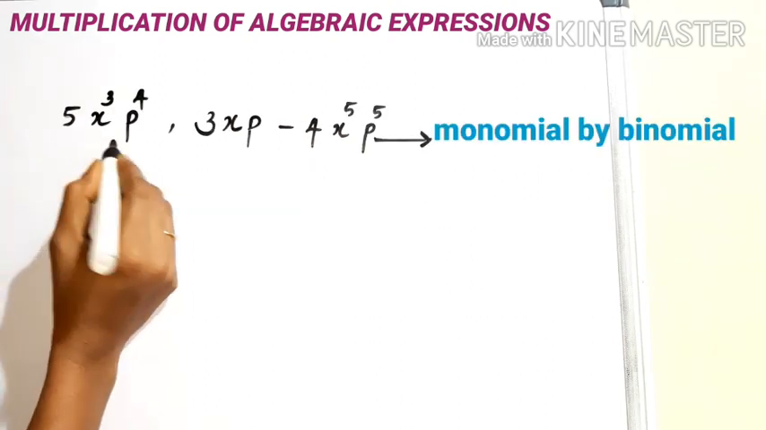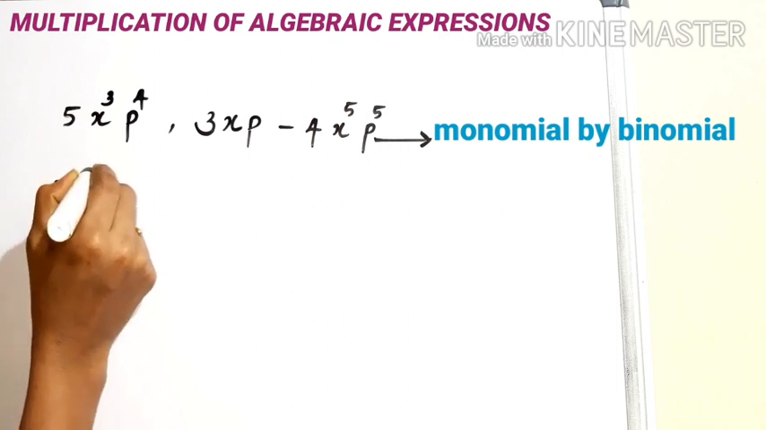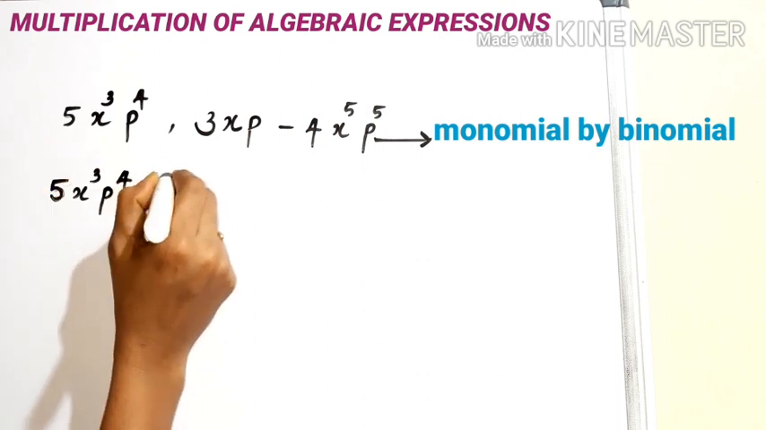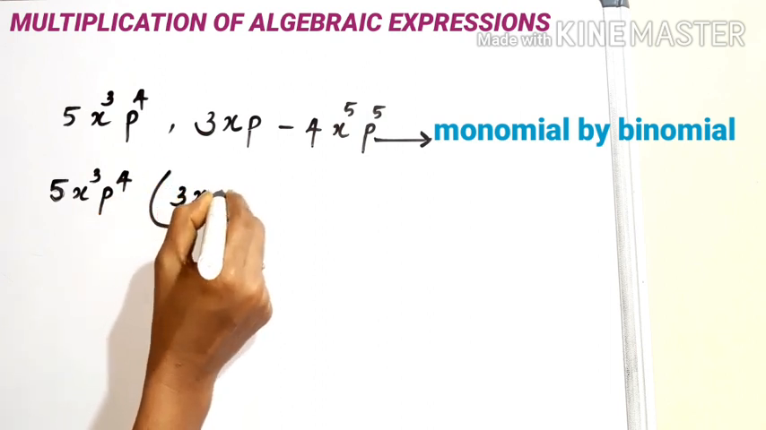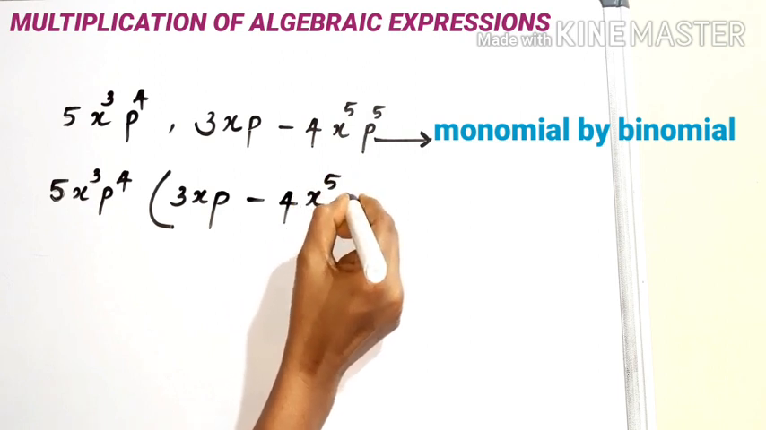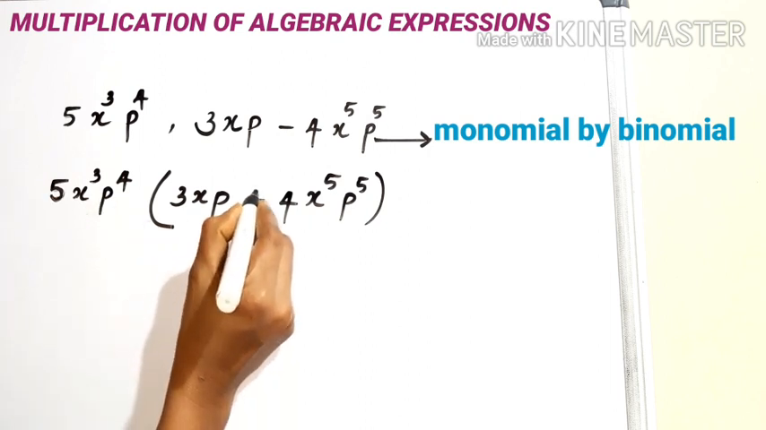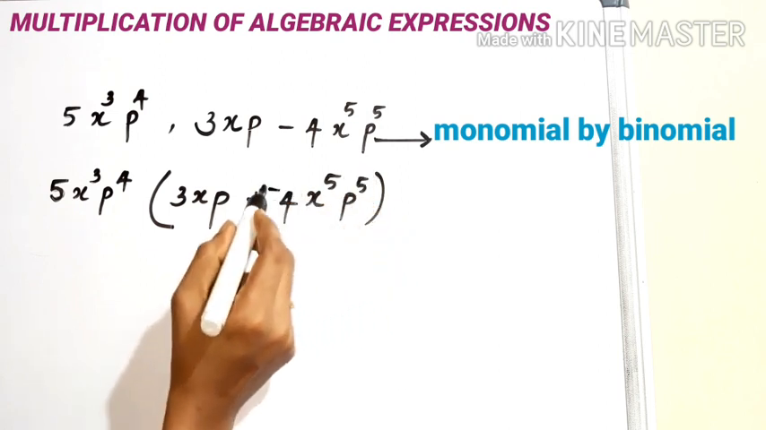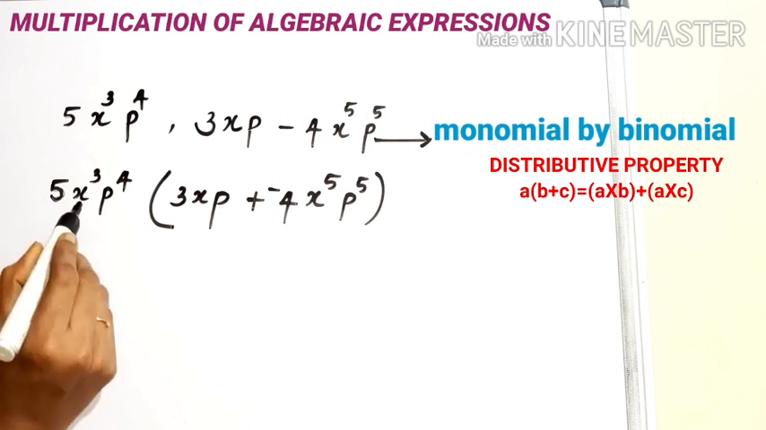Here we have monomial by binomial, right? So next step becomes 5x^3 p^4 into binomial, no? So put bracket 3xp minus 4x^5 p^5. Children, if you need, you can write it as plus minus 4x^5 p^5. It's not compulsory. What about distributive property? Familiar, no? So this 5x^3 p^4.